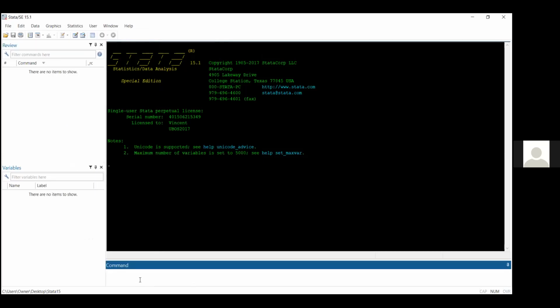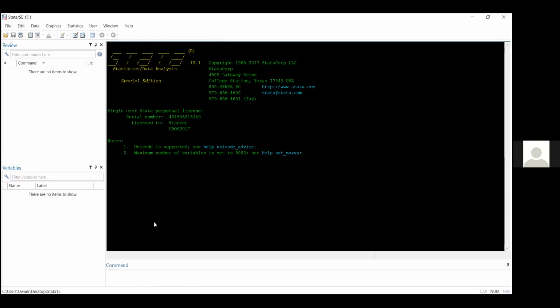All right. I think now we can kick off with the job for the day. Now, the first issue is data. You can also enter data in Stata, yes.